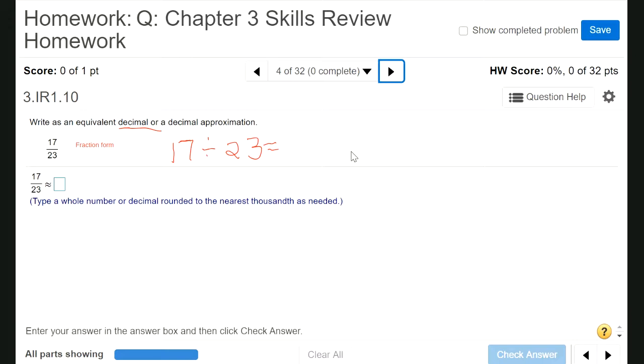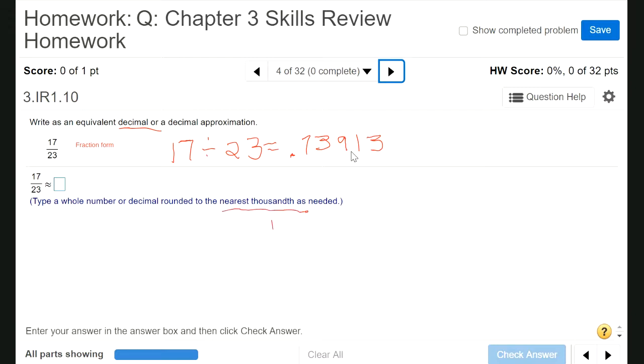And I can't see my, and I got 0.7, I'm going to take it out several places. 7391. 7391.3. That should be far enough. So let's look at their rounding rules to see what they want us to do. It says type a whole number or decimal rounded to the nearest thousandth.